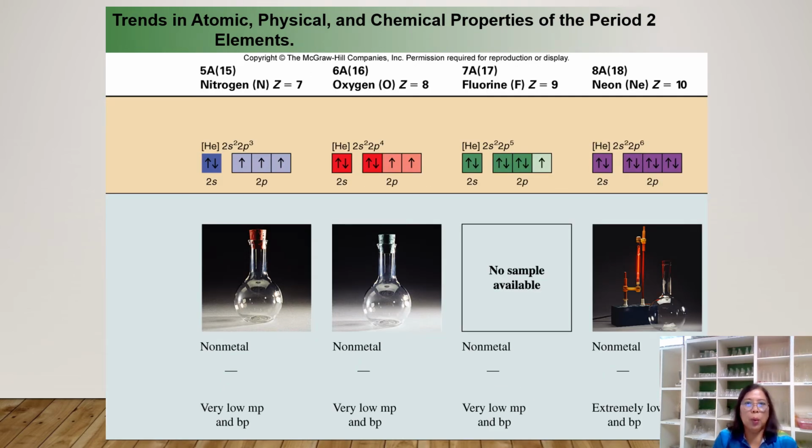Okay, we have also another group of elements still in period 2. We have nitrogen, oxygen, fluorine, and neon.